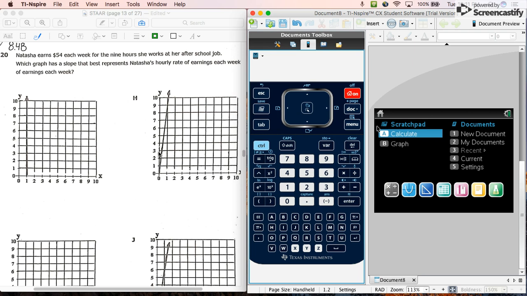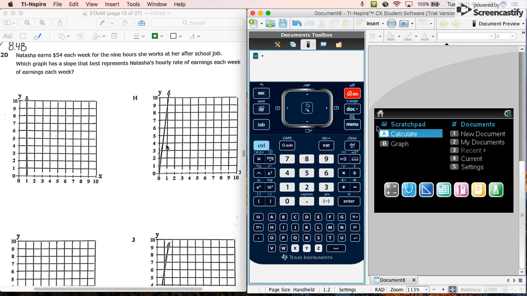Okay, we are now on question number 20, TEKS 8.4b. It says Natasha earns $54 each week for the 9 hours she works at her after-school job. Which graph has a slope that best represents Natasha's hourly rate of earnings each week?